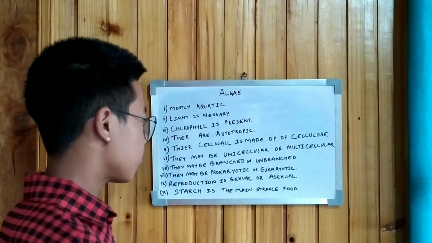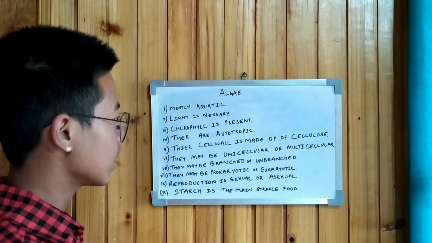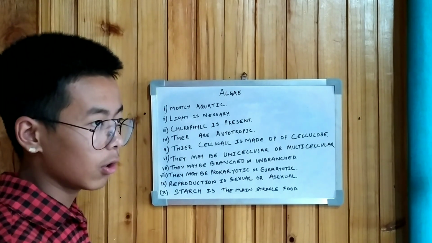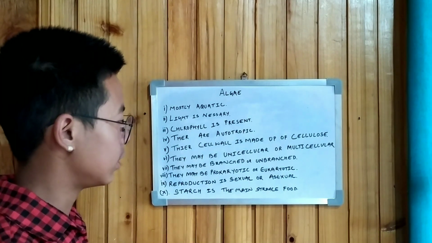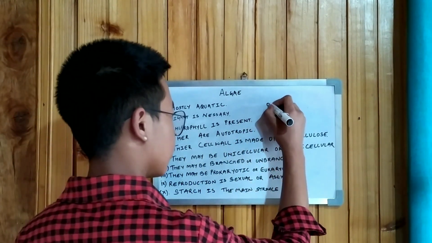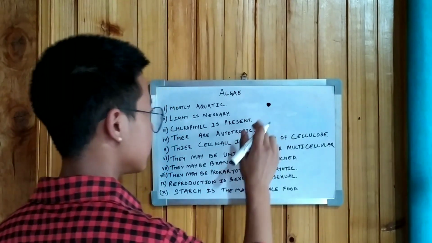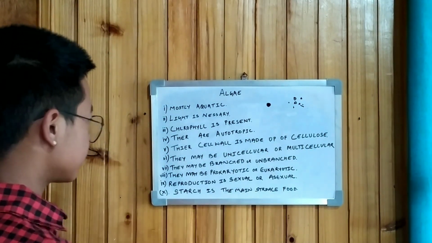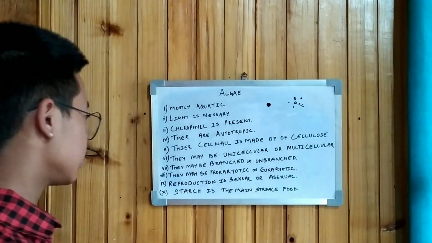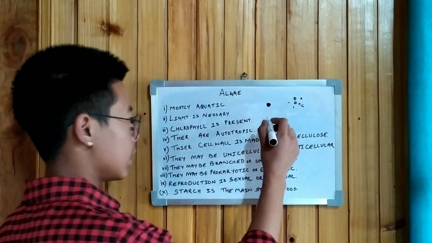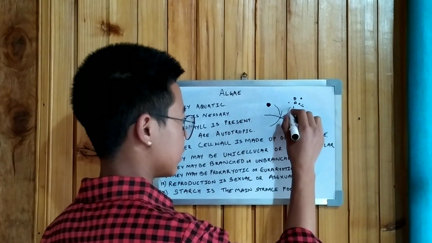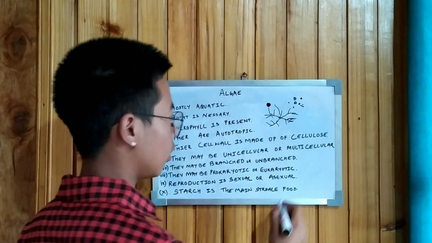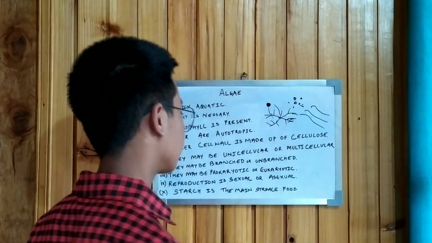Number 6, they may be unicellular or multicellular. That means they may be single-celled organisms or multicellular organisms, made up of many cells. Number 7, they may be branched or unbranched. That means they may be found with branches arising from one single strand, like this, or they may be unbranched like this.